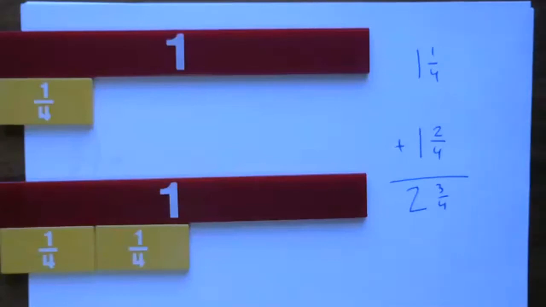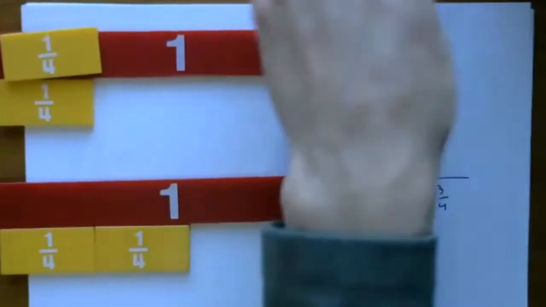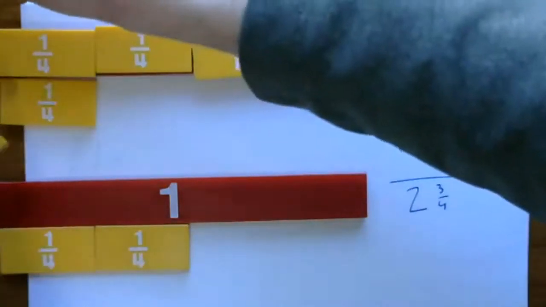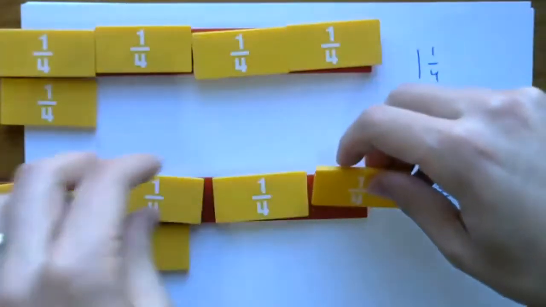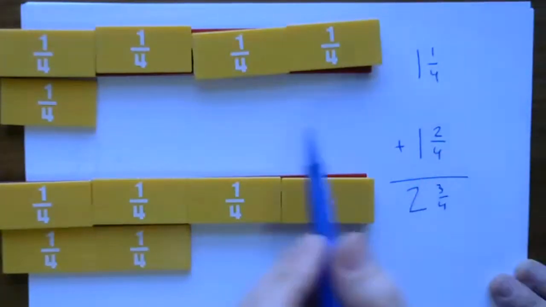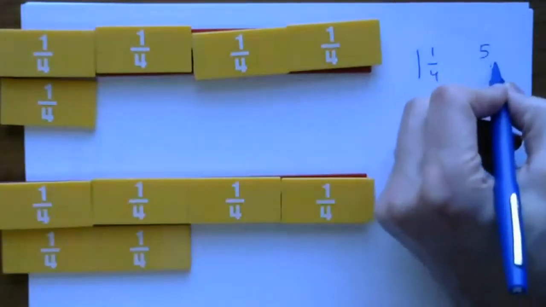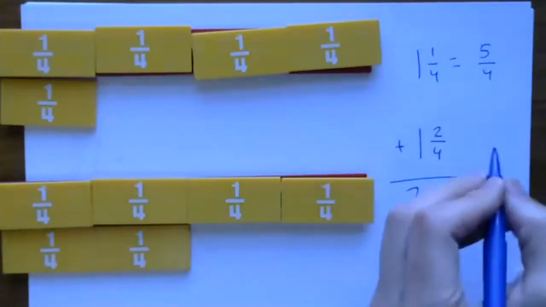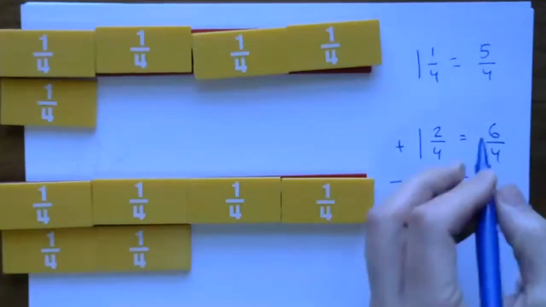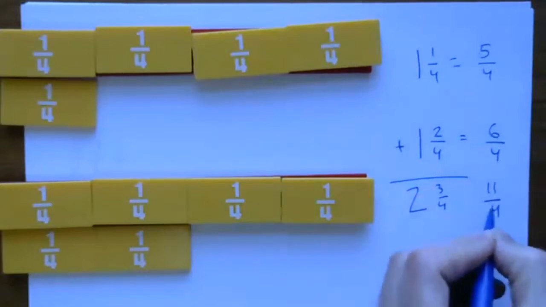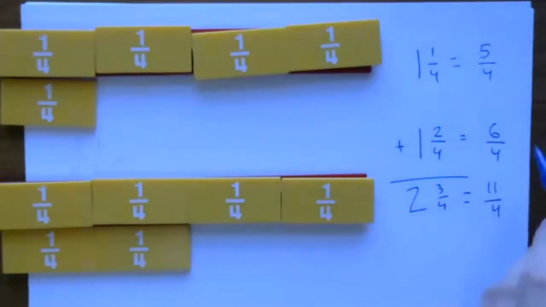It's also important to remember that these wholes are really also just a collection of 4/4 themselves. That whole would be 4/4, and this whole would be 4/4 as well. So another way to look at this is that 1 and 1/4 is the same as 5/4, and 1 and 2/4 is the same as 6/4. 5/4 plus 6/4, well, 5 plus 6, that's 11/4 altogether. So you can think of it in terms of just regular fractions as well.